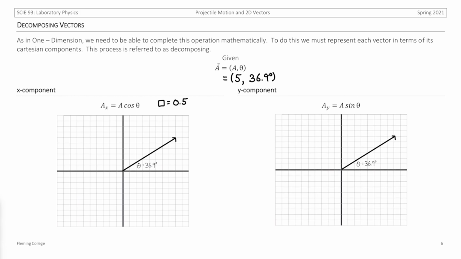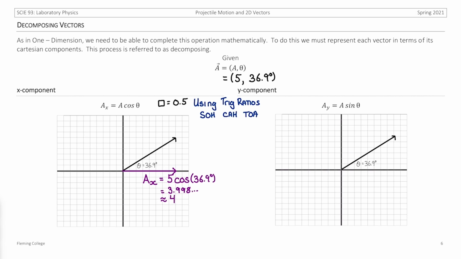Now to find the horizontal component, so this is the x component, A subscript x, we apply a little bit of our trig ratios. So if you recall, the sine, the cosine, and the tangent ratios all let us compare the sides of a triangle based on an angle. And here we know the magnitude, which is the hypotenuse, and for the x, we want the adjacent side. So we're going to use the cosine angle. So our x component is the magnitude times the cosine of the direction. So we have A_x is 5 multiplied by the cos of 36.9 degrees, which is approximately 3.998. For this demonstration, let's just leave this as 4.